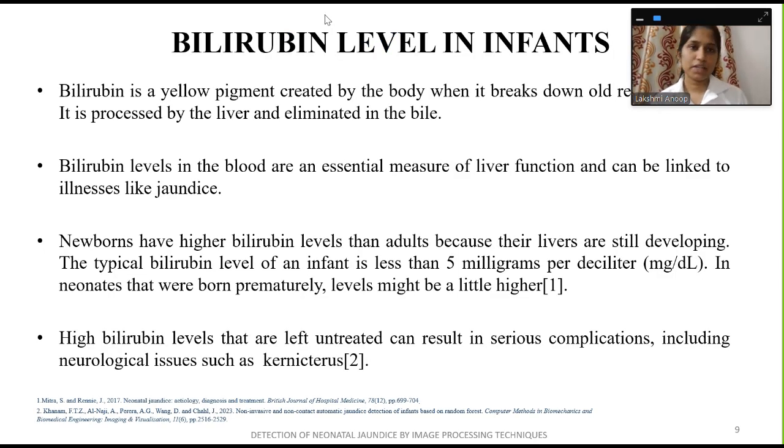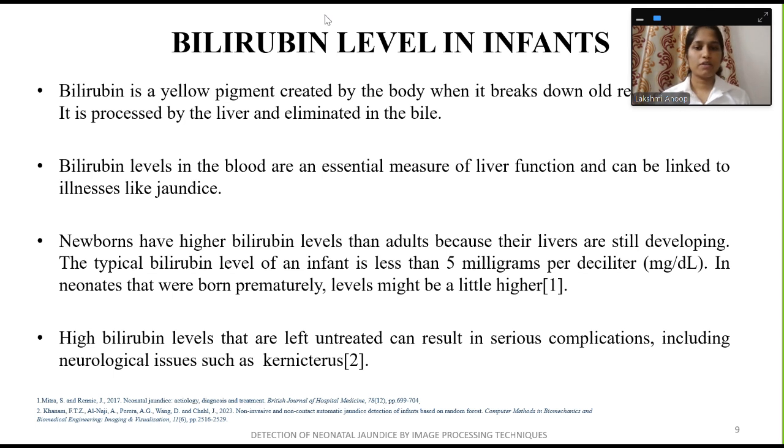Next is the bilirubin level in infants. Bilirubin is a yellow pigment which is created in the body when the red blood cells present in newborns break down, and because of the immature liver, they cannot metabolize this bilirubin. So the level of bilirubin will be high in newborns. Bilirubin levels in the blood are an essential measure of liver function, and can be linked to illnesses like jaundice. Newborns have higher bilirubin levels than adults because, as I said, their livers are still developing.